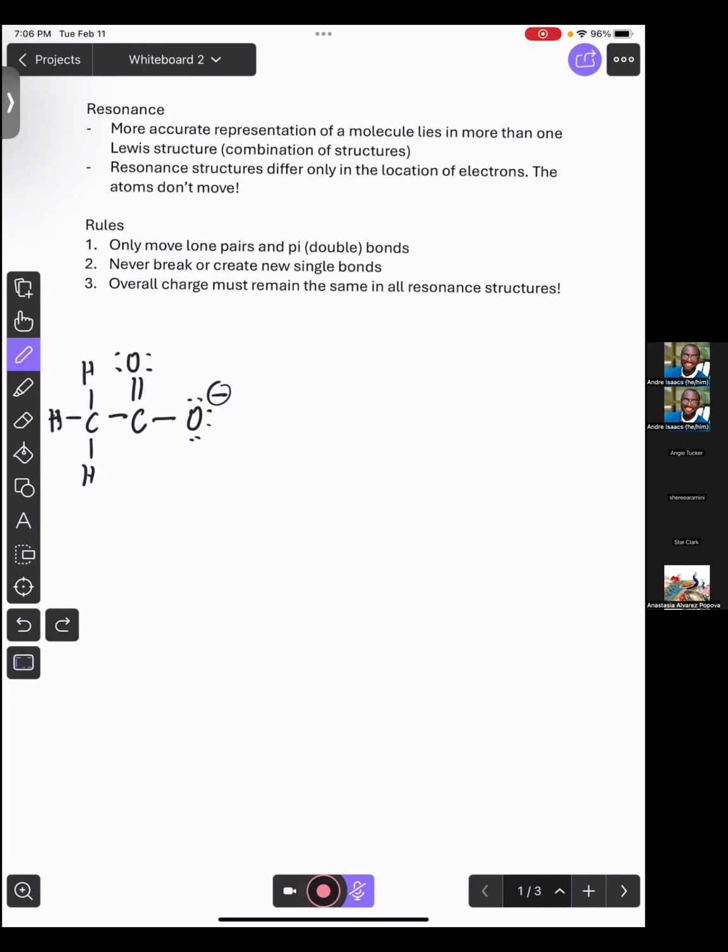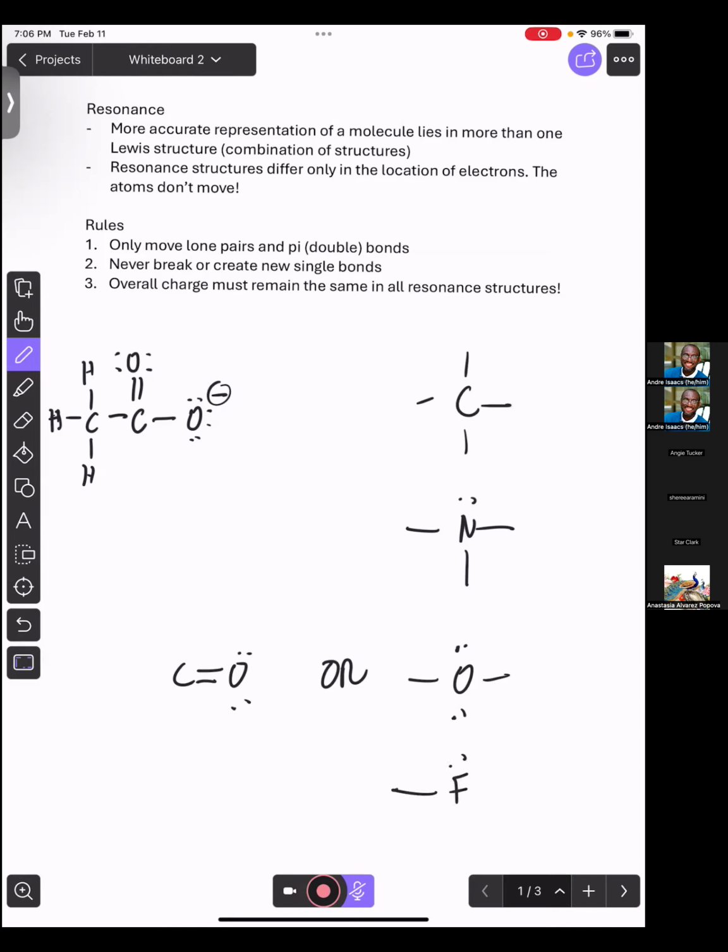Let's remind ourselves of the patterns. Carbon, when it's neutral, likes to make 4 bonds. Nitrogen, when it's neutral, likes to make 3 bonds, and it has a lone pair. Oxygen, when it's neutral, likes to make 2 bonds, and it has 2 lone pairs. Those 2 bonds can also be to the same atom, for example, to a carbon. That's still 2 bonds and 2 lone pairs, which is the example we have on the screen. And an atom like fluorine likes to make 1 bond and 3 lone pairs.